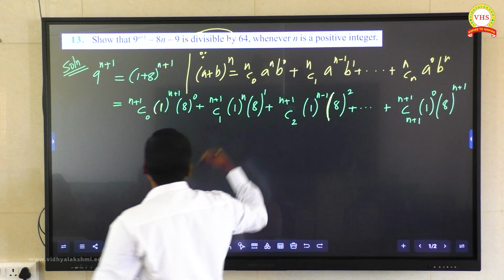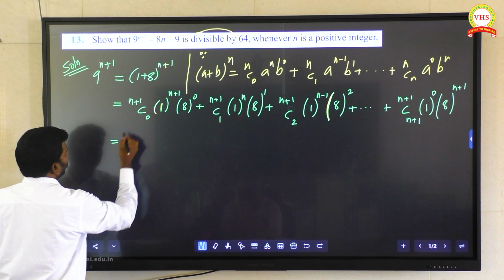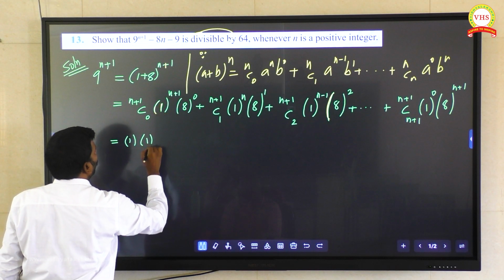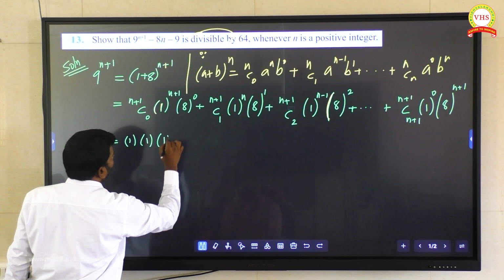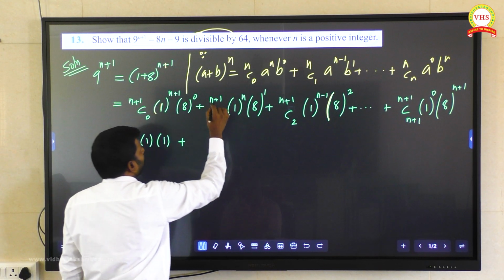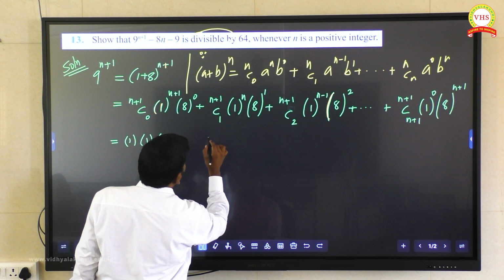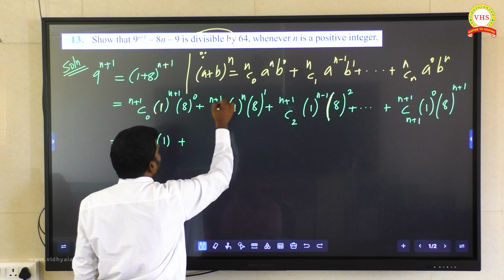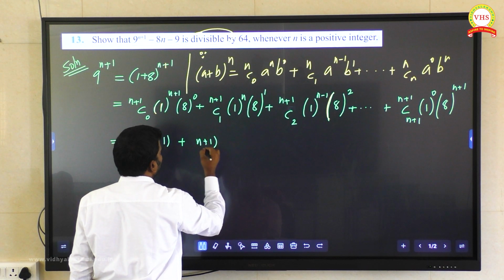Understand? Now you just try to simplify all those. When we have nC0, you will be getting 1. 1 power anything is also 1. 8 power 0 is also 1, plus. So when we have n plus 1 C1, in the sense the same, n plus 1 you will be getting as the answer.